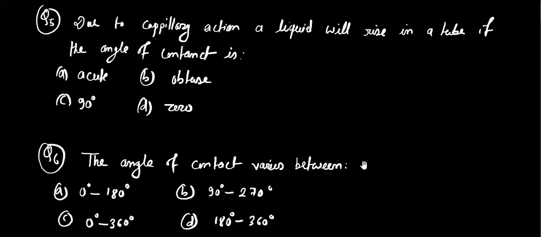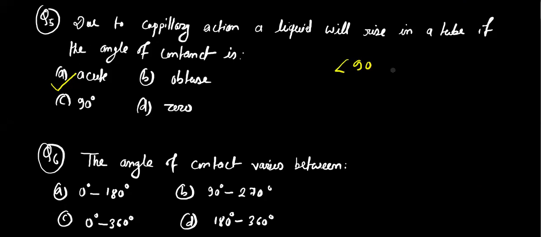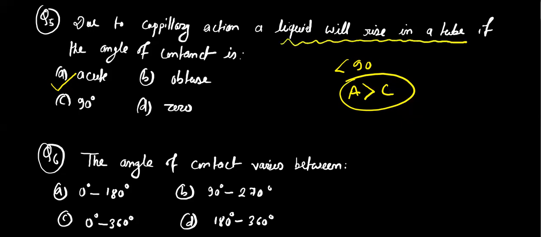Now we are here in question number 5. Let us discuss it. Due to capillary action, a liquid will rise in a tube if the angle of contact is acute, that means less than 90 degrees. Then only adhesive force will become greater than cohesive force, and then only the liquid will rise in a tube.